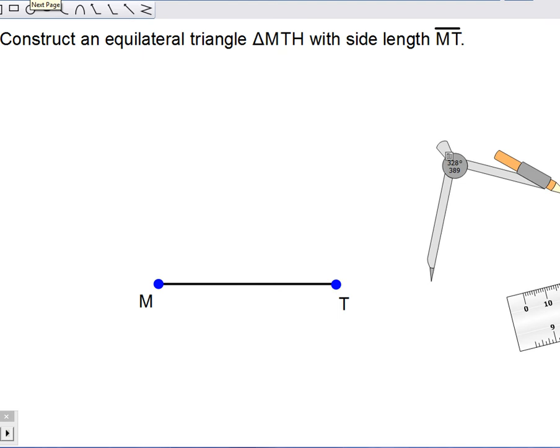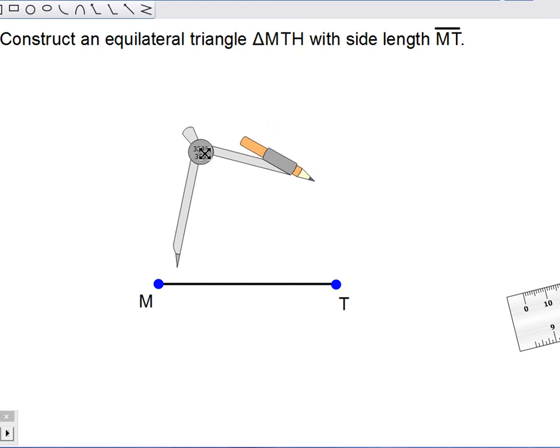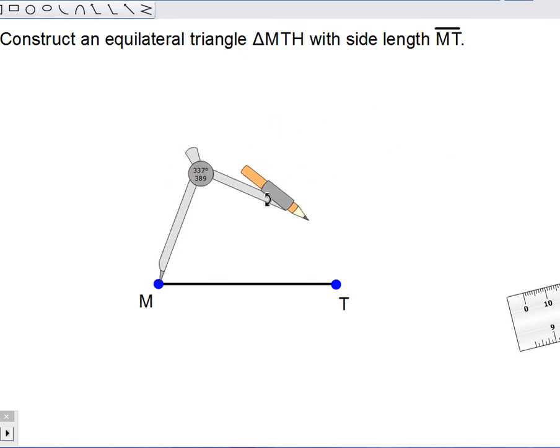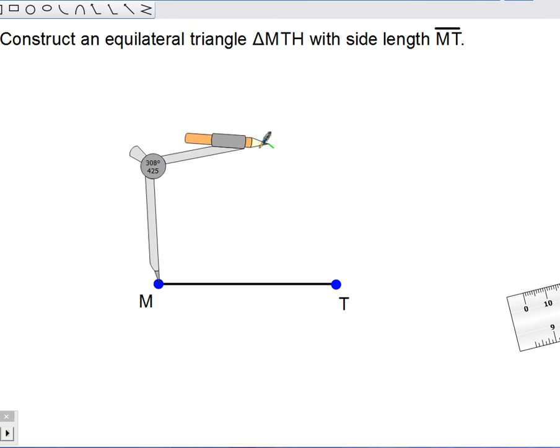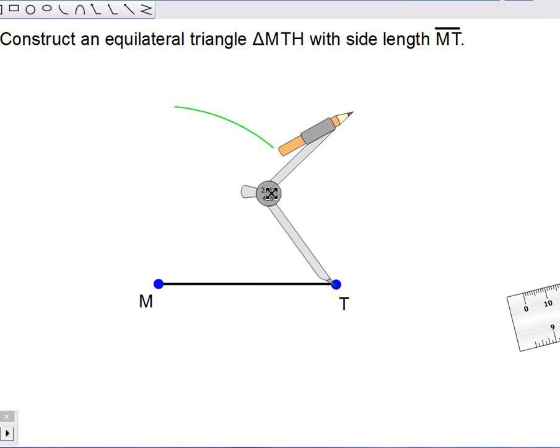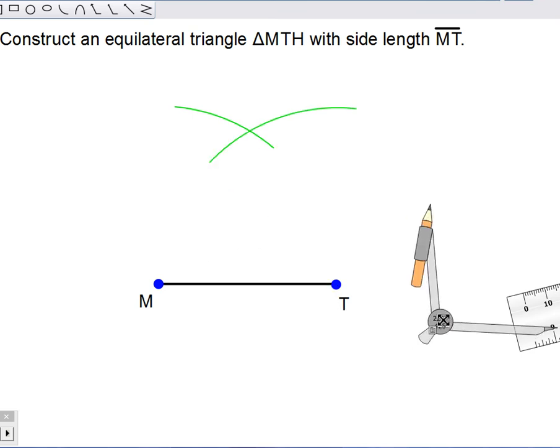So we need to construct an equilateral triangle, MTH, with side length MT. Okay. So we're going to find that side length MT. We're going to rotate it around, make an arc. Move over here, make an arc, and connect. And that should be our equilateral triangle. So all three of those lengths are equal.